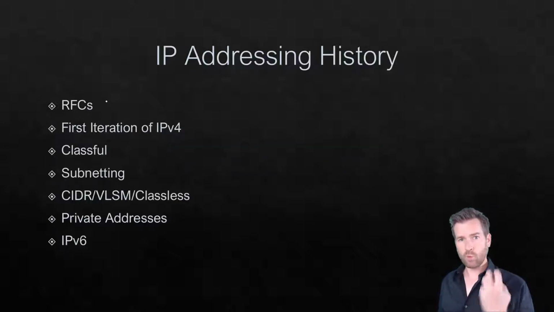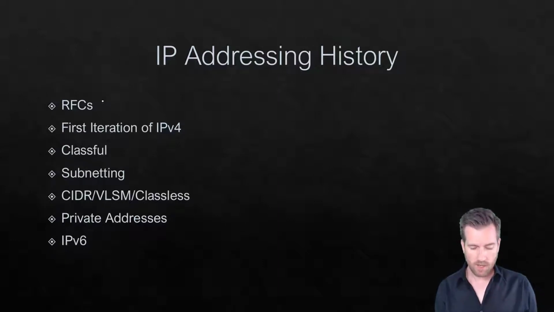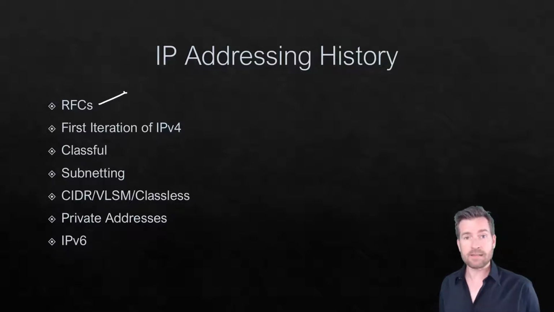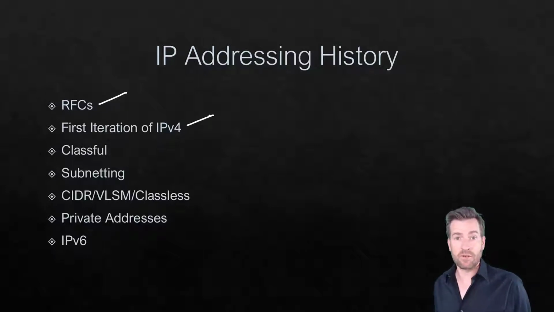Now we could get really in depth into IP addressing and subnetting, but that's not the intention of this course. That's a whole other course. So what we're going to be talking about in here is a real brief overview of the IP addressing history. We're going to talk about RFCs and what those are. Then we're going to get into the first iteration of IP version 4 and some of the real drawbacks to the first iteration of that.